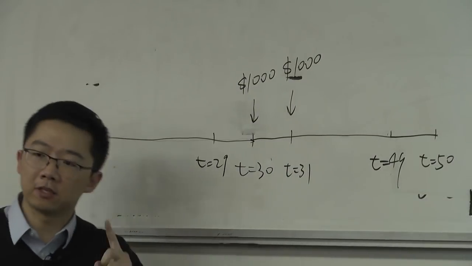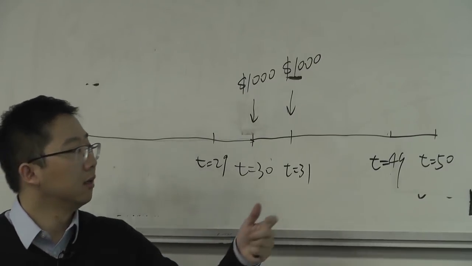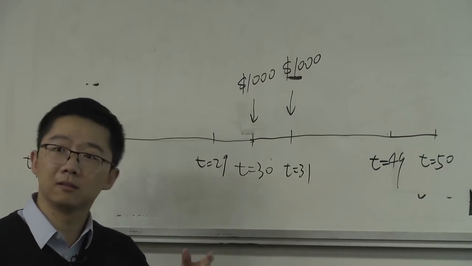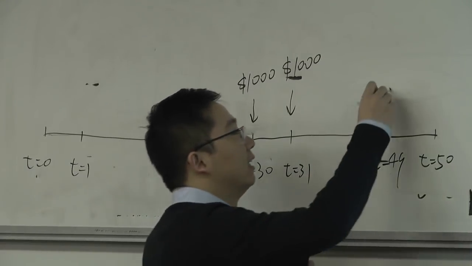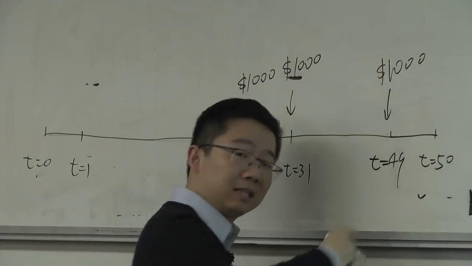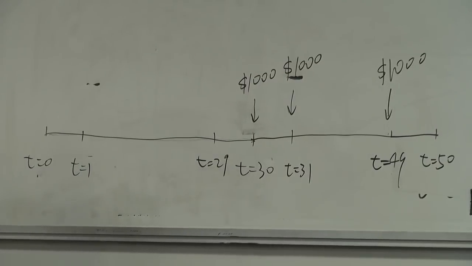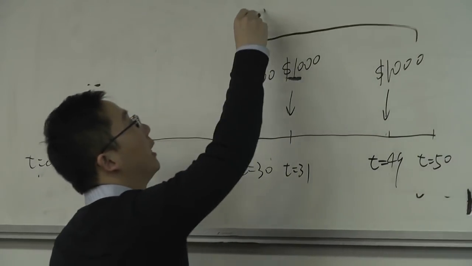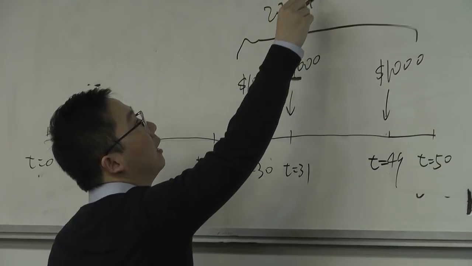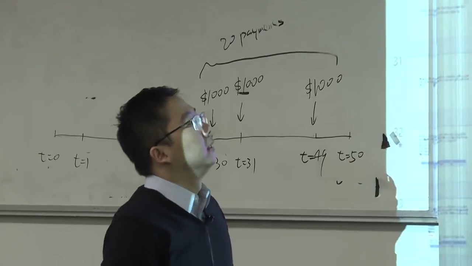Okay, 30 is the first one. 31 is the second one. Okay, it's the second one, right? Which one is at the end? Last payment. 49, right? 49. Okay, that highlights the importance of drawing a timeline. I can't make these things work in my brain. I have to draw a timeline to see what's going on. And there are in total 20 payments. Okay, 20 payments. All right.